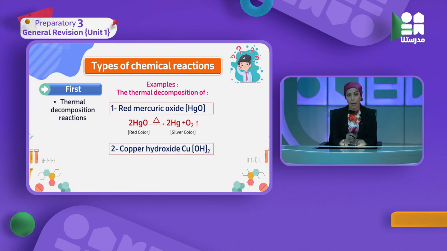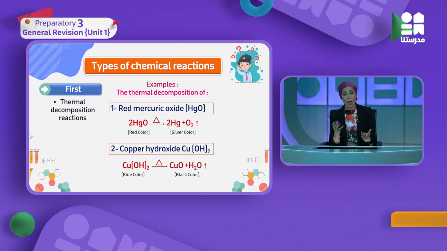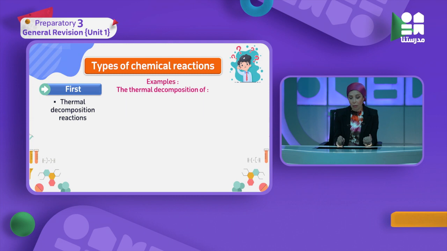Second, copper hydroxide Cu(OH)2 will be decomposed to copper oxide and water. يبقى دايما نعرف الهيدروكسيد بيطلع لنا oxide and water. تمام؟ طب لونه ايه؟ كان blue color hydroxide giving black color of oxide.